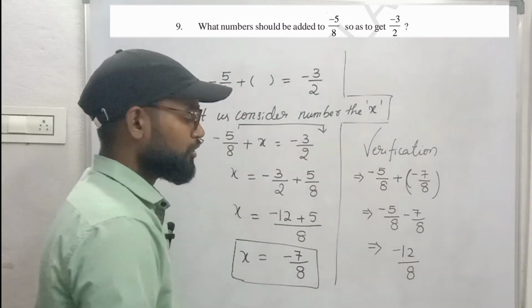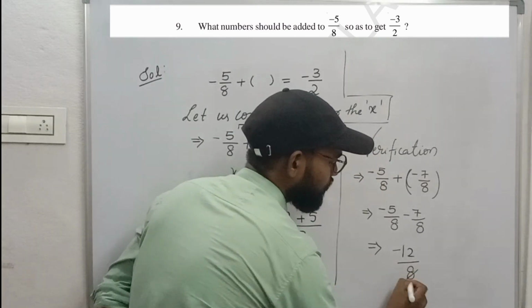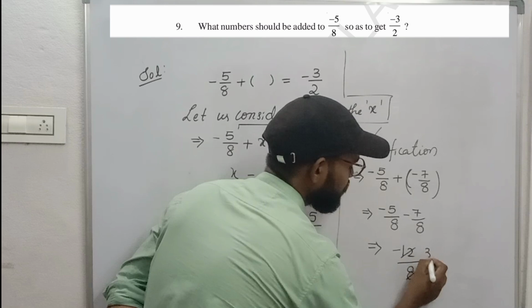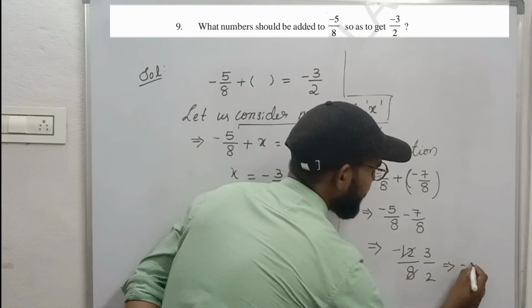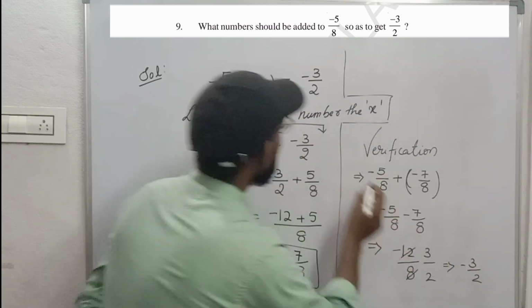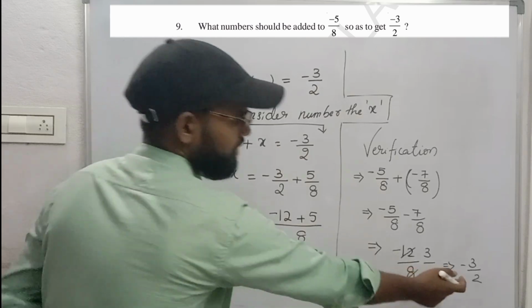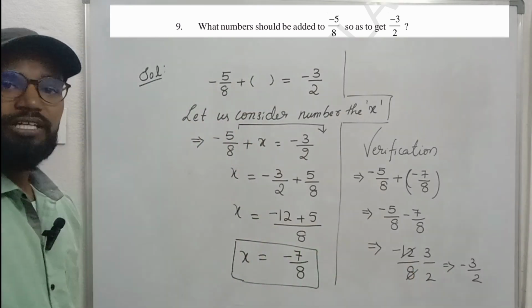Minus 12 by 8. So you can cancel this in the 4 table. 4 2 is 8, 4 3 is 12. So what is the answer here? Minus 3 by 2. Is this minus 3 by 2 here or not? Yes. So our answer is absolutely correct.